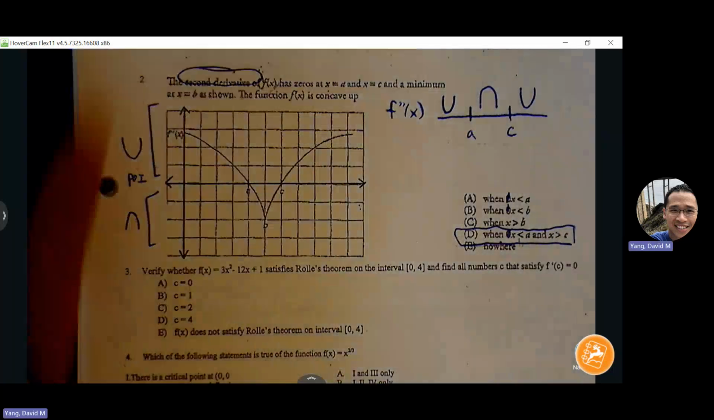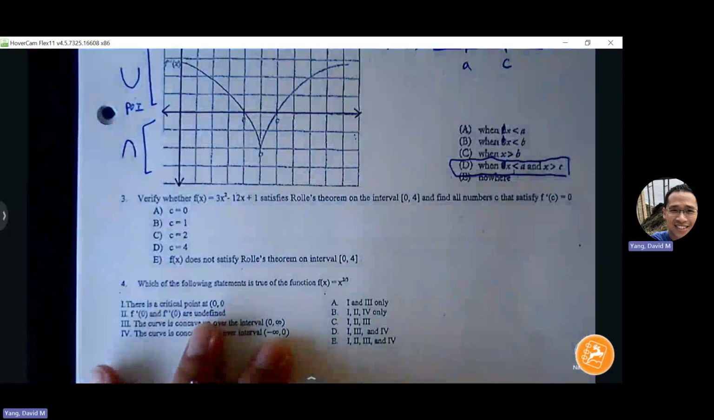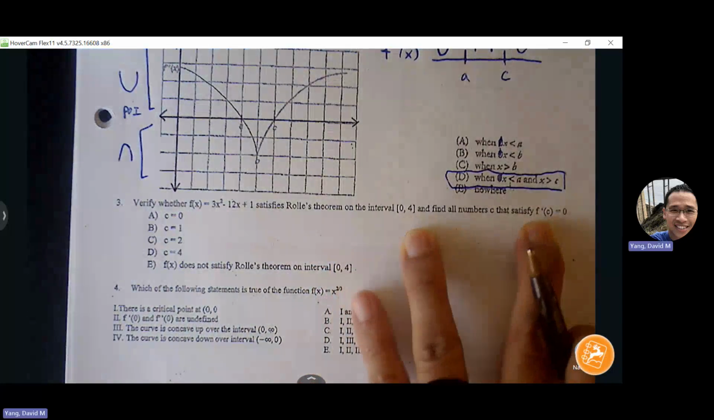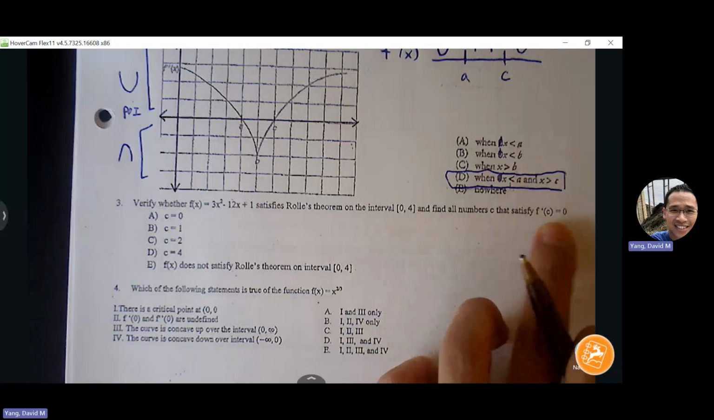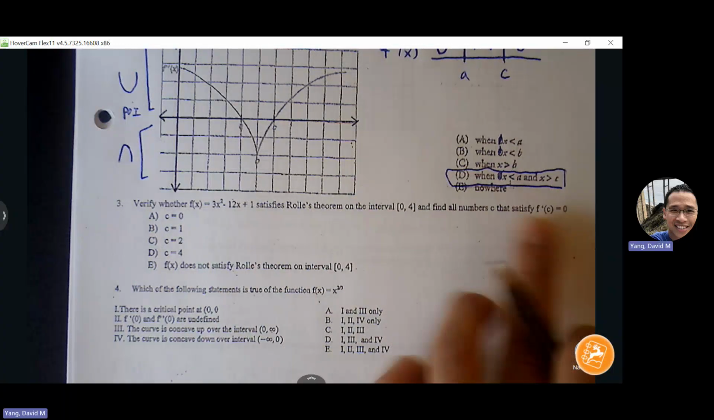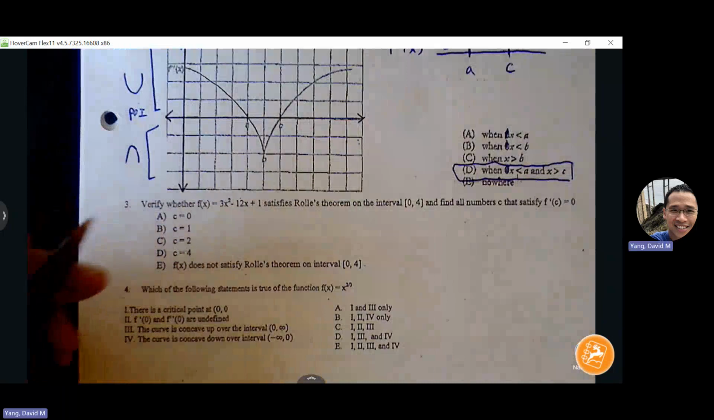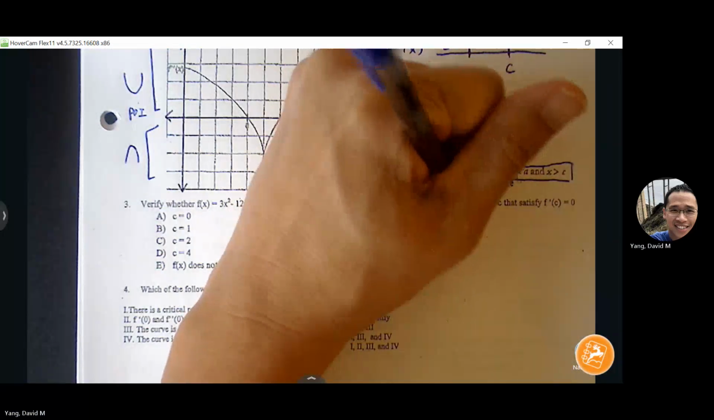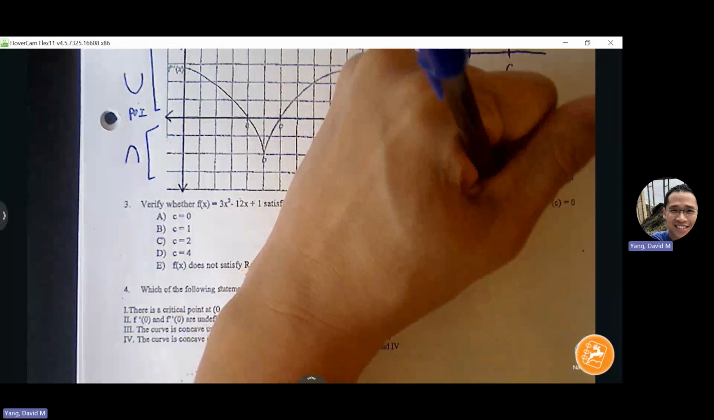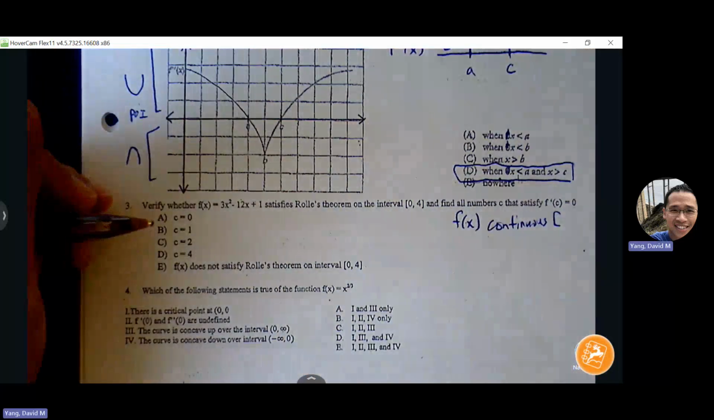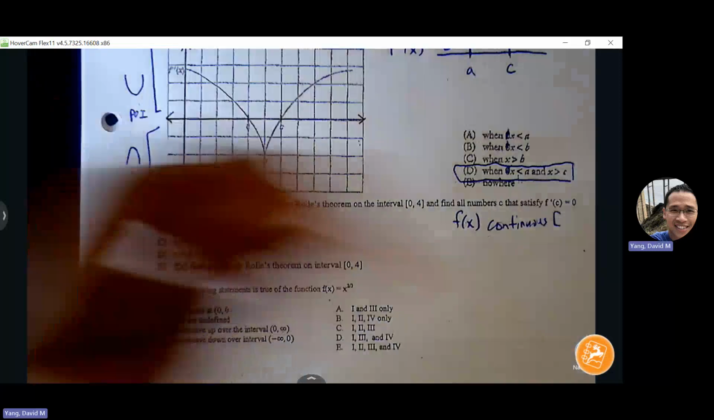Okay, so let's look at number 3. Verify that our function satisfies Rolle's theorem and find all numbers that satisfy f prime equal to 0. That's exactly what Rolle's theorem is trying to determine: is there slope 0 somewhere between our endpoints? So what are our conditions for Rolle's theorem? Continuous and differentiable. So brackets around 0 and 4.